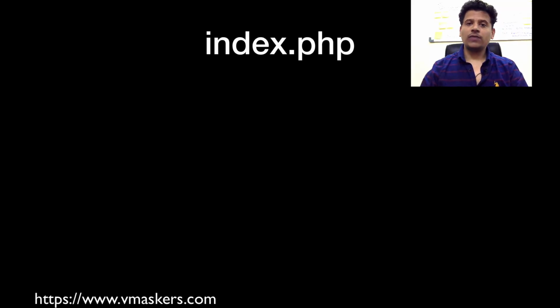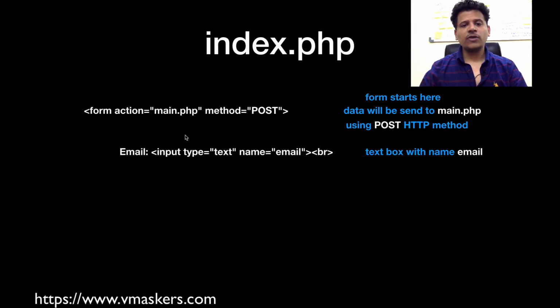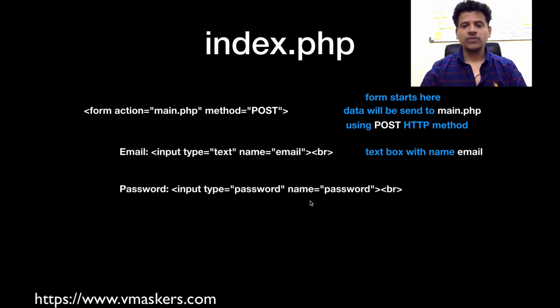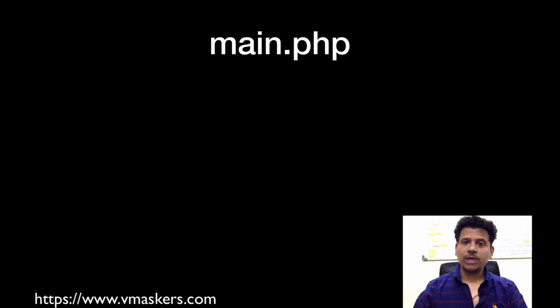Now let's look at our code once again. This is our index.php file. Our form starts here. Data will be sent to main.php because that is what we used as the action, and the data will be sent using the HTTP POST method. First, we are asking for the user's email using name email, then there is another text box which will ask for the user's password, and we have used name password. Then there is a submit button which has type submit, and the form closes here. When the user clicks on the submit button, this data will be sent to main.php using the HTTP POST method.